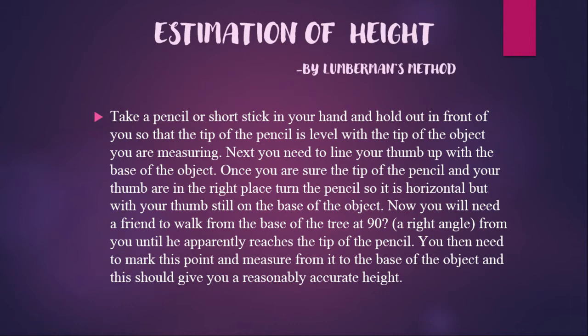Now you will need a friend to walk from the base of the tree at 90 degrees, a right angle from you, until he apparently reaches the tip of the pencil. You then need to mark this point and measure from it to the base of the object, and this should give you a reasonably accurate height. The next picture will explain it in detail.